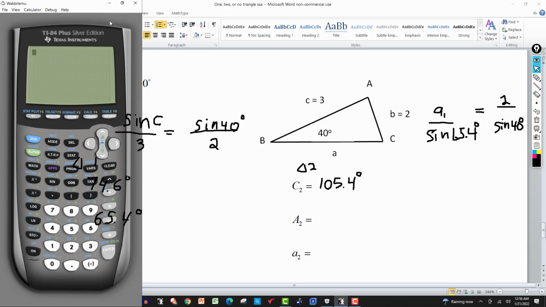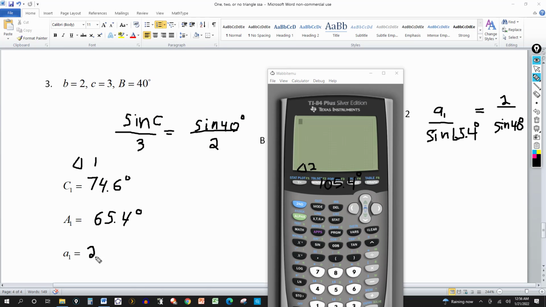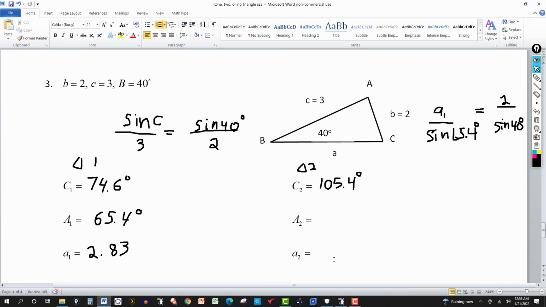So let me clear this. It's 2.83. Now we go to the other side. So now for the second triangle, C2 is 105.4, as we found out earlier, and we're missing side angle A. In this case is A2.